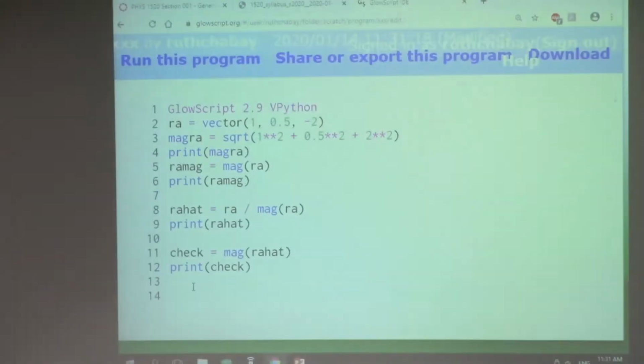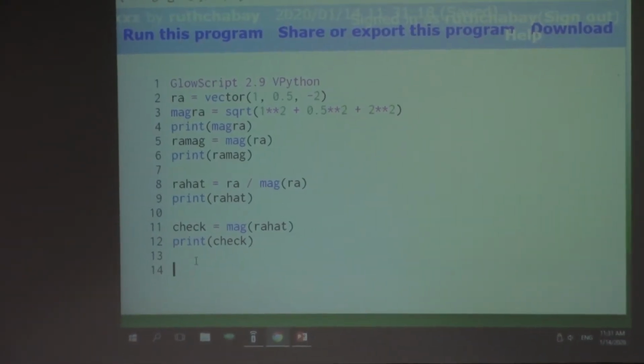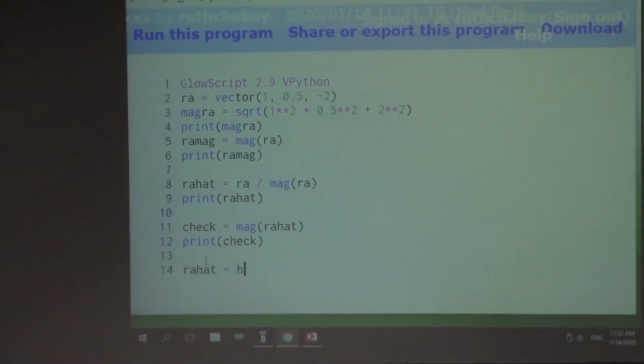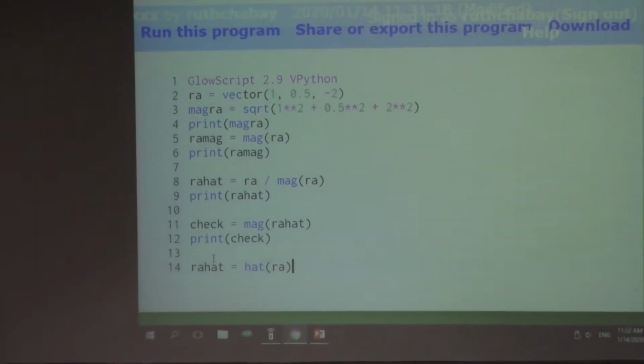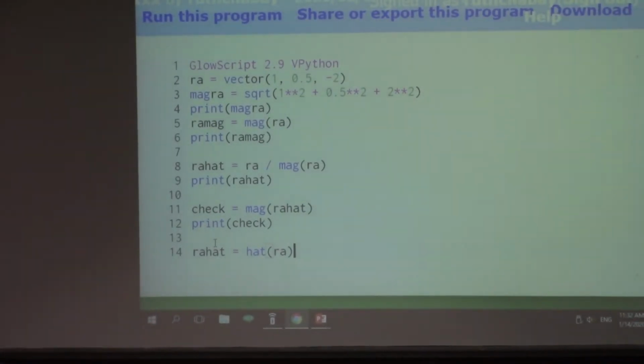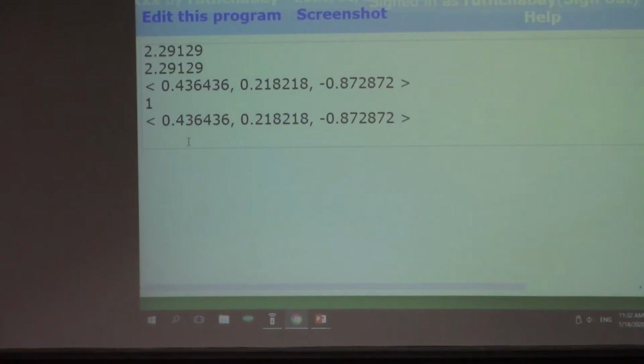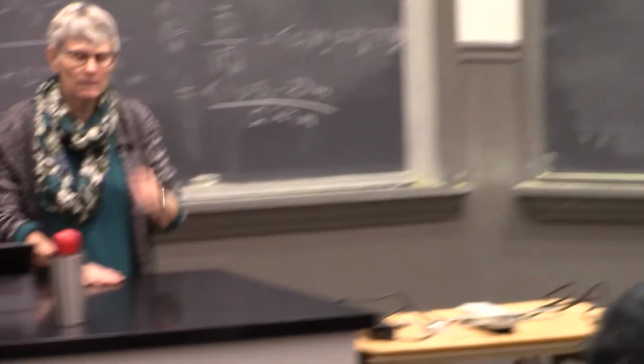So instead of having to do that, we can go... so there's a handy-dandy function built into VPython, the hat function that generates a unit vector. And I know I've used this variable name before, but I'm reusing it here. And just to make it clear, we're calculating a different calculation. Yeah. So that gives you... So again, VPython is your friend when you're doing vector calculations.